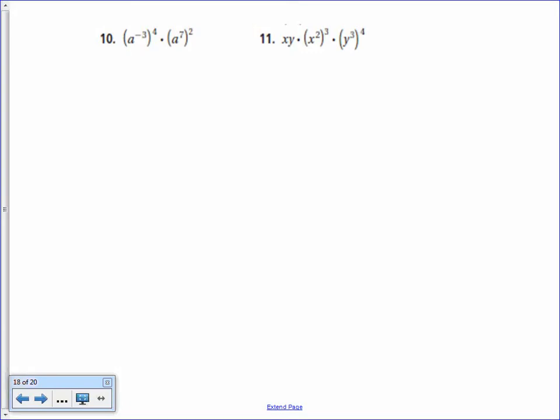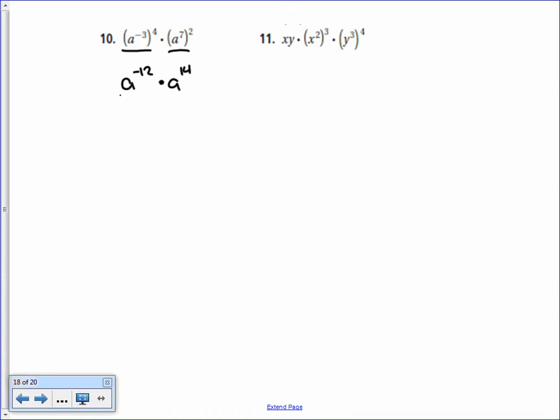All right, so finishing off some problems. Remember to simplify what's being separated by those little multiplication signs. So here we've got to separate those and simplify them separately. So we have a to the negative 3rd to the 4th. That's going to give me an a to the negative 12th, times a to the 7th to the 2nd. It's going to give me an a to the 14th.